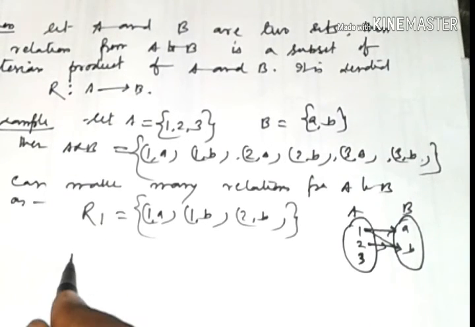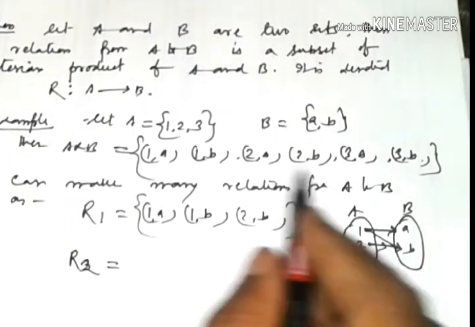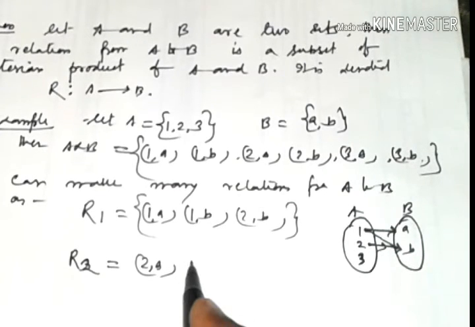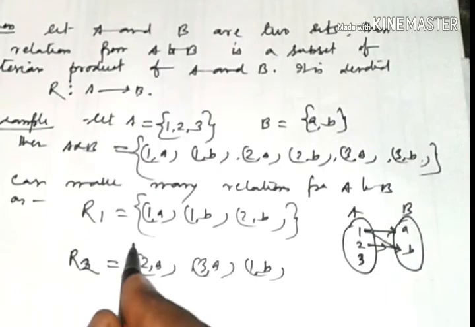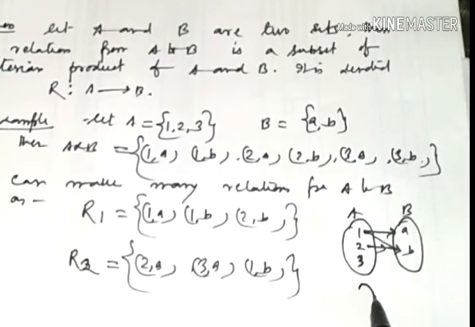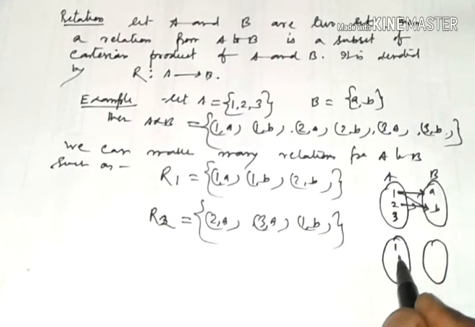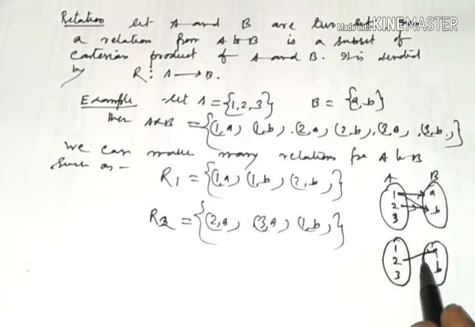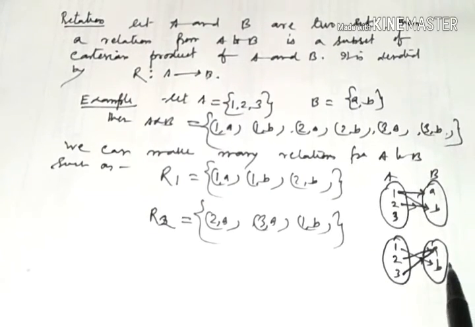We can take another relation also from A Cartesian product B, R2. From here we take another relation: 2a, 3a, 1b. We can draw this also as 1, 2, 3, a, b. Here 2 is related to a, 3 is related to a, and 1 is related to b.